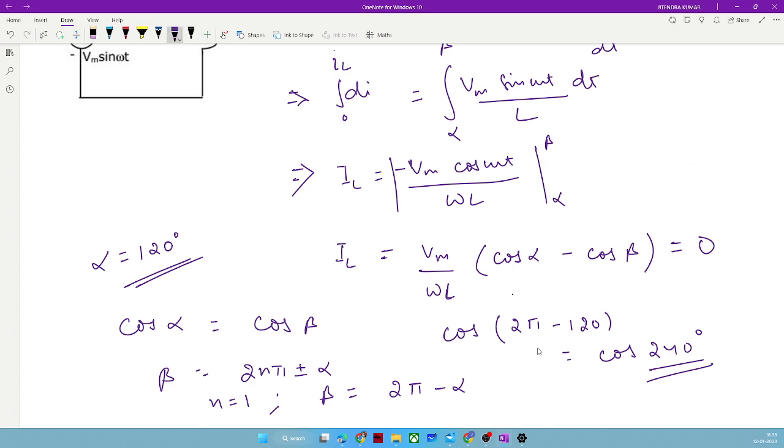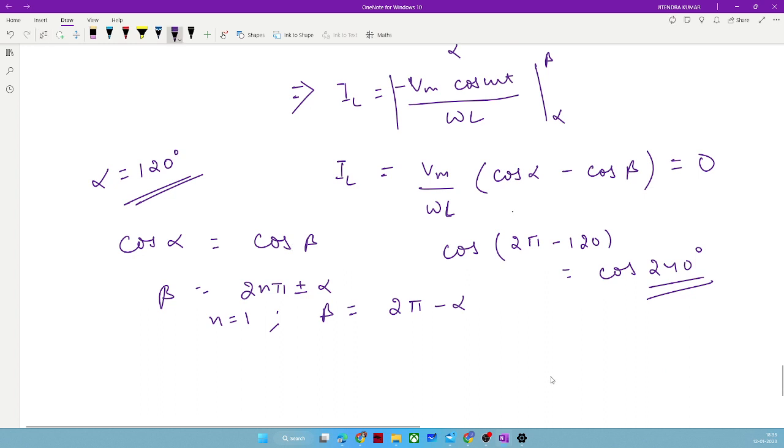So basically, what I mean to explain here is if you put beta equal to 2n pi plus minus alpha for any value of n, you will get the same value of extinction. So beta was the extinction angle. For this particular problem, it will be 240 degrees.